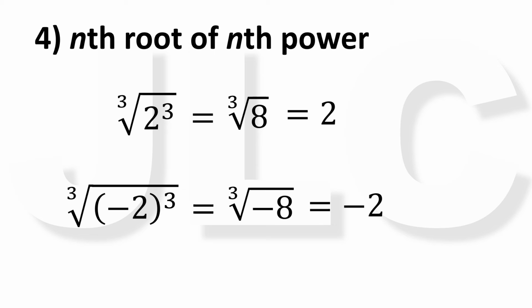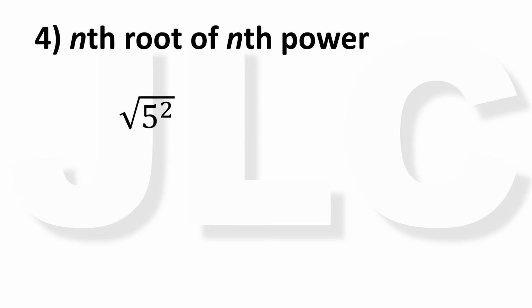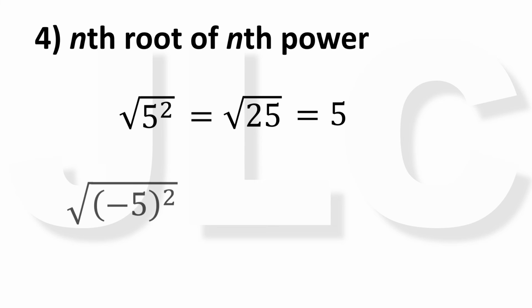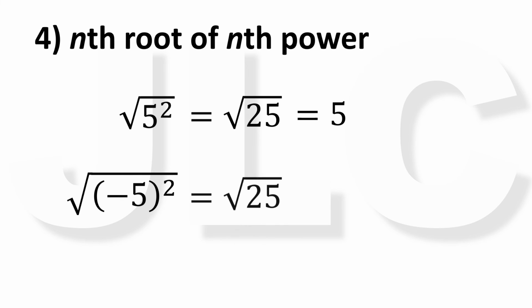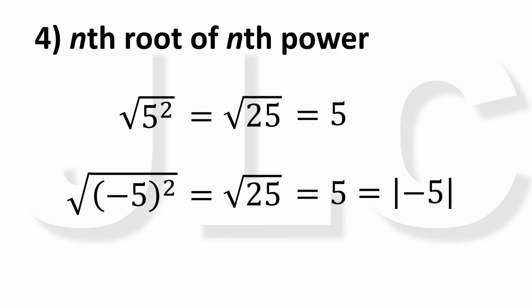Now it looks like that when we raise a number to n and then take the nth root, we get back to the number. But that is not always true. Let's look at the following. Let's say we have the square root of 5 squared. 5 squared is 25, so this equals the square root of 25. And from the definition of nth root, the square root of 25 is 5. Now if we have the square root of negative 5 squared, this equals the square root of 25. And from the definition of nth root, the square root of 25 is 5, which is the absolute value of negative 5.